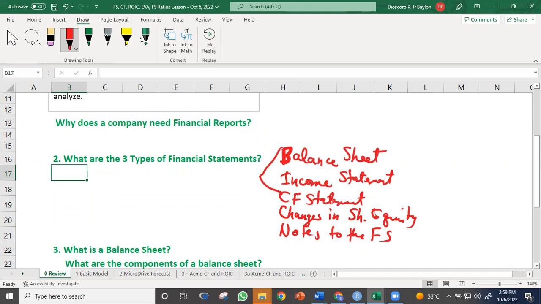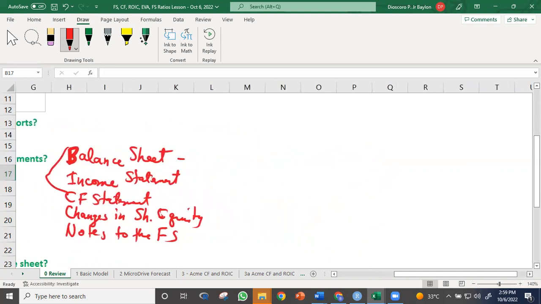statement. So quick review, guys. What's the balance sheet all about? It tells us of the what? When you take a look at the balance sheet, what information do we get? It tells us of the financial what? Financial position of a company at a specific point in time.